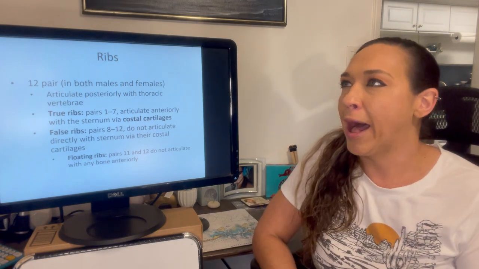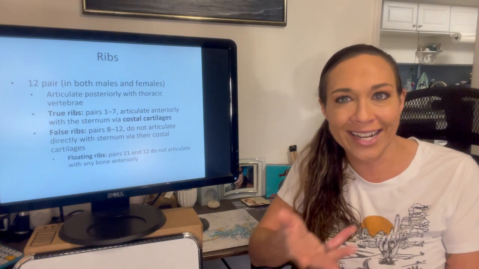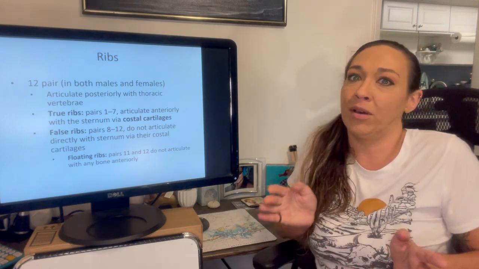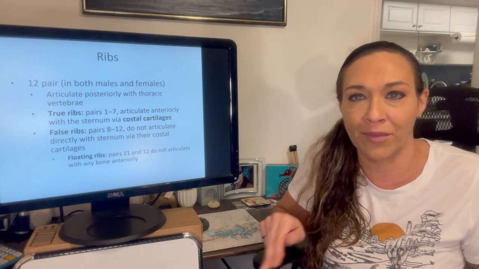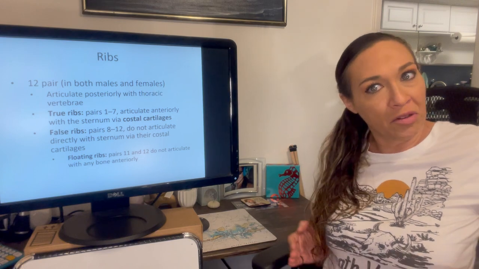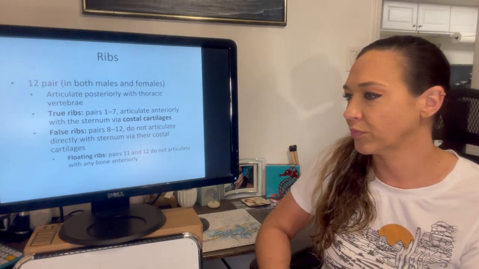Now you do have some what's called false ribs, and it doesn't mean that they're not ribs. They're just not connected to the sternum directly. And you do have 2 floating ribs all the way at the very, very bottom. That's your 11 and 12 pair. They are considered floating because they really just kind of come out and then just kind of float there. They're really not attached anteriorly anyway. Okay.